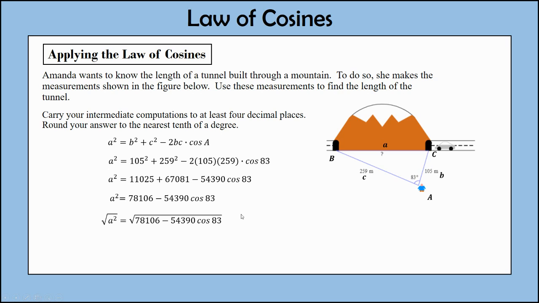Okay, so the square root of, and put parentheses, 78,106 minus 54,390 times cosine 83, close parenthesis, hit equals, and you should get 276.4. So the length of this tunnel is 276.4 feet. That's how far we are here for a, which is the length of the tunnel. So that's the law of cosines. Have those three different versions of this available to you, and then use the version that fits best.